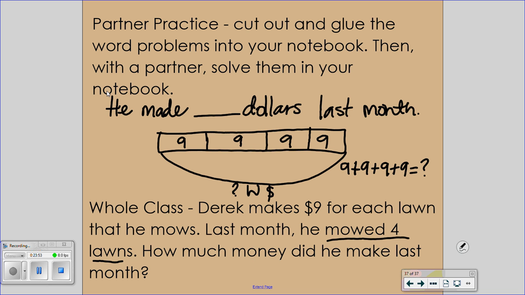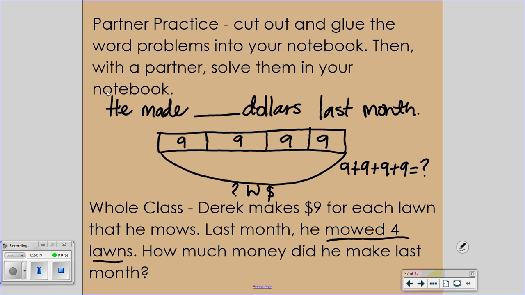I could make an addition problem. This is just like when we did part whole. Part plus part plus part plus part equals our whole. What other equation could I make though? Because that looks a lot like repeated addition to me. What do you think, Cheyenne?